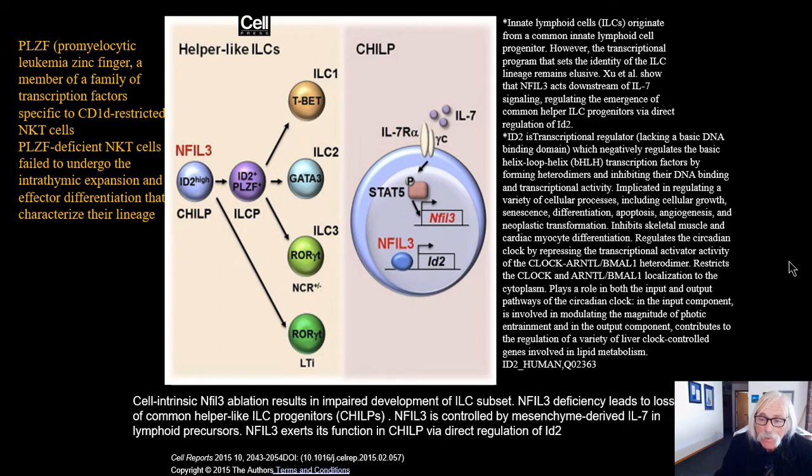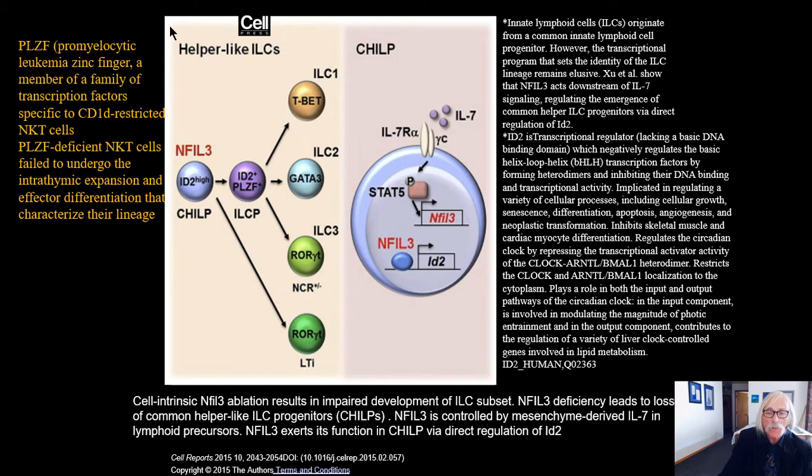Okay, that's really important. It also regulates the circadian clock, as I've been saying, by repressing the transcriptional activator activity of the CLOCK-BMAL1 heterodimer. Another, if you know some circadian rhythms, you know that pathway, which is a transcriptional clock pathway for controlling diurnal fluctuations in animals. It restricts the CLOCK-BMAL1 location to the cytoplasm. It keeps it there. Okay, so it can't be a controlled transcription factor. Plays a role in both the input and output pathways of that circadian clock. And the input component is involved in modulating the magnitude of the photic entrainment, okay? And then the output component contributes to regulation of a variety of liver clock control genes involved in lipid metabolism. So just outrageously amazing, this ID2.